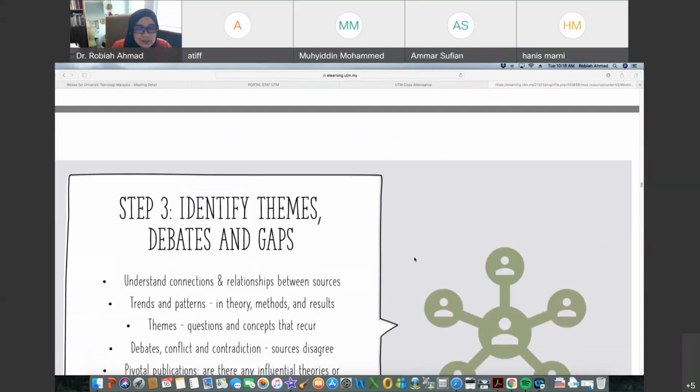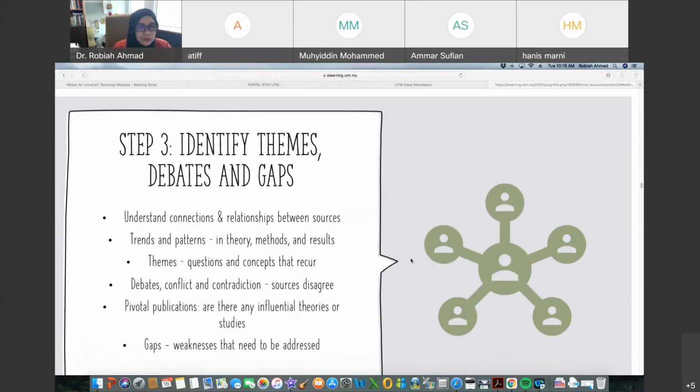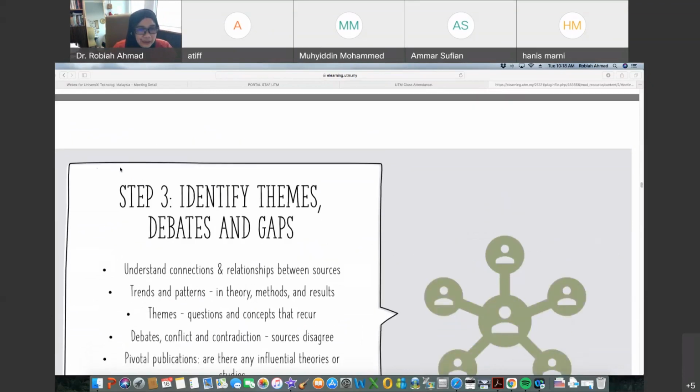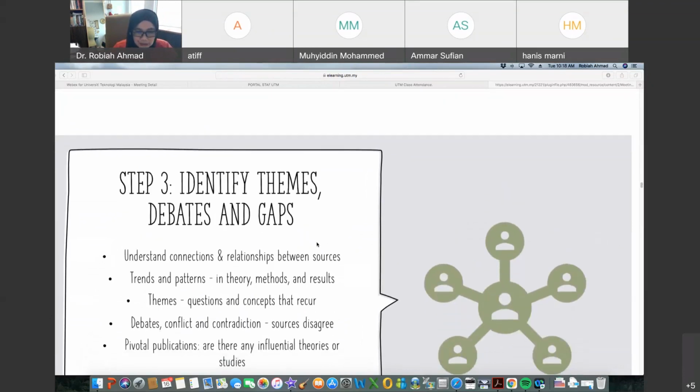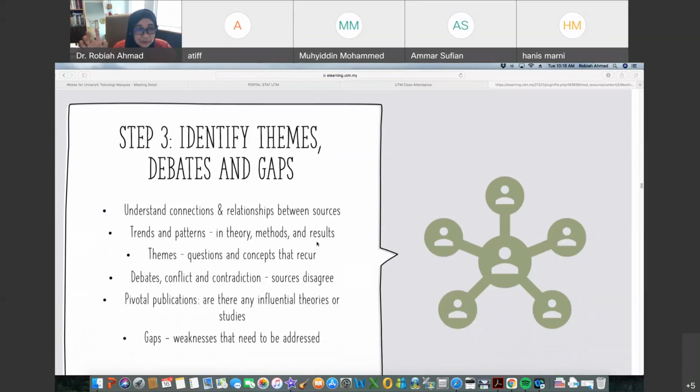Anything else? Okay, we proceed with step 3. Identify themes, debates, and gaps. So this is the most important one. This is the basic question that you will be asked for your first year assessment. Okay, when you do your proposal defense, second semester for master student, third semester for PhD student, we really look into this one. Ada gap ke? Is there a gap? Or you just do for the sake of doing? No, we don't want that.